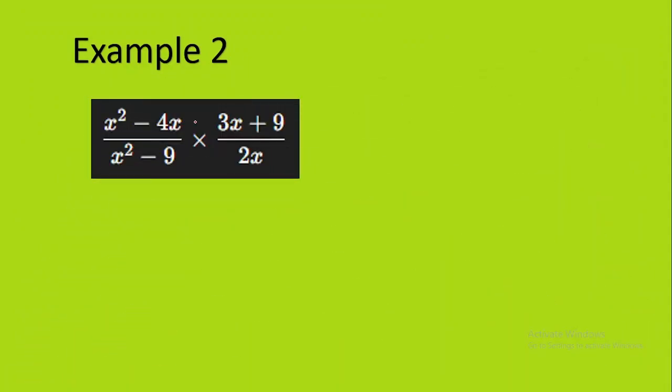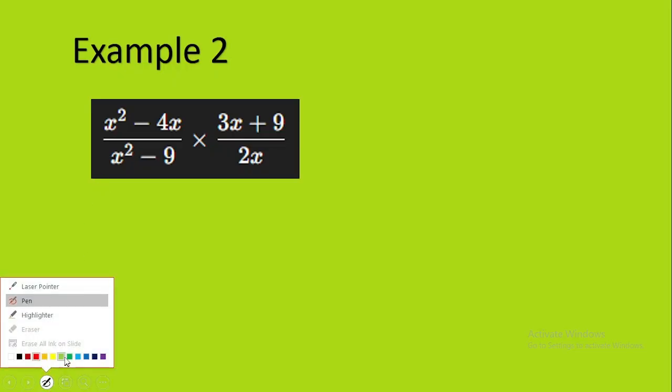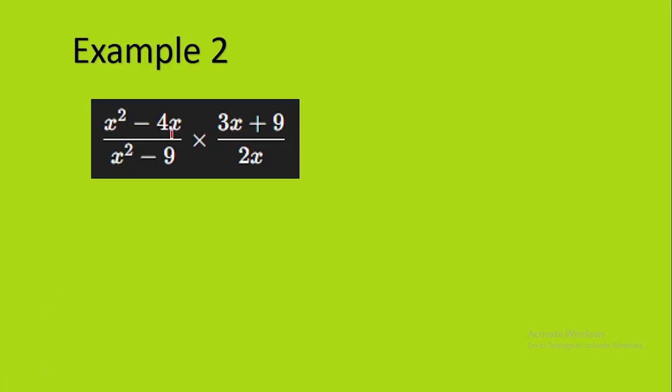So for number 2, example 2, we have terms on the numerator and denominator that we can factorize. So let's see if we can just factorize them, quickly, and we move on from there. So let's firstly highlight the numerator for the first fraction. So for the first fraction right here, we have x squared minus 4x.